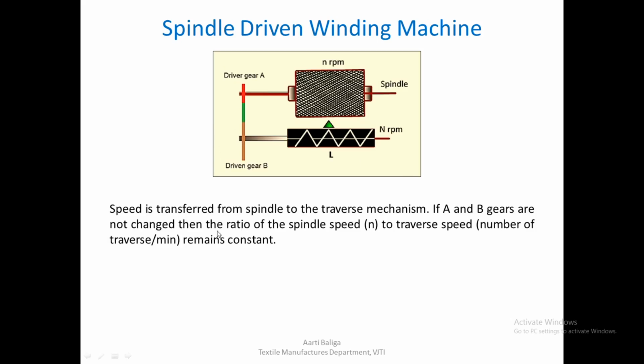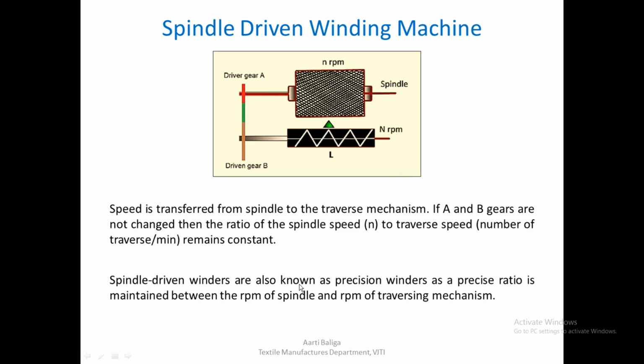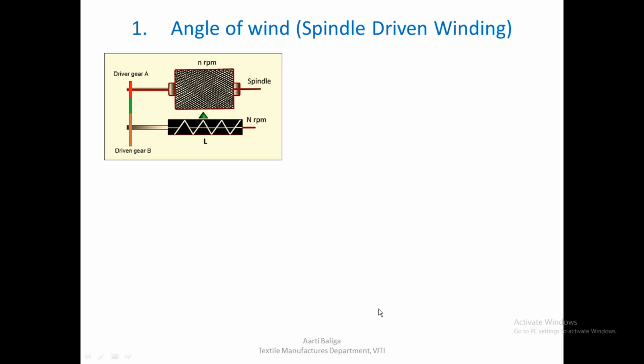So if these gears are not changed, then the ratio of the spindle speed to traverse speed, that is the number of traverse per minute, will remain constant. So basically we must remember, the ratio will remain constant. Spindle driven winders are also known as precision winders, as a precise ratio is maintained between RPM of spindle and the RPM of the traversing mechanism. So the name comes because of this reason, that there is a precise ratio between spindle speed and traverse speed. This ratio is always maintained precisely.